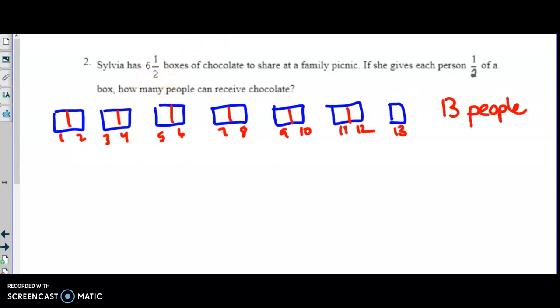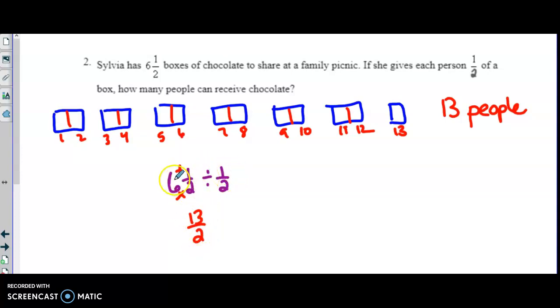You can also do it with math operations. We are going to take 6.5 and we're going to divide each box, right? We're trying to cut each box in half. And when you divide, remember you do keep, change, flip. So you keep the first one the same. I'm going to go ahead and convert this to an improper fraction. So 6 times 2 is 12 plus 1 is 13. 6.5 is the same thing as 13 over 2.